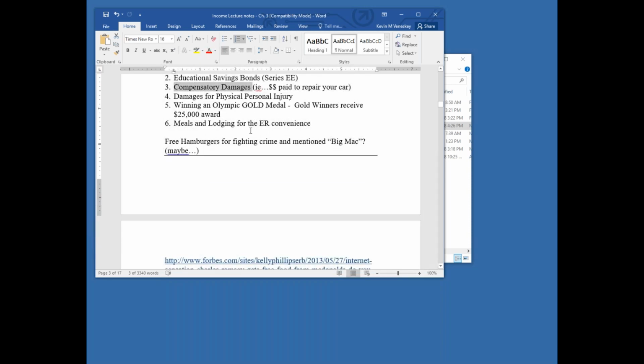Meals and lodgings, if it's for the employer's convenience, meaning it would be too hard for you to go out and find a meal because you're in a very isolated location, or maybe you're out on an oil ship far out in sea and you have to have a place to sleep because there's no way they're coming back to the dock every night, that amount of lodging would not be taxable to you.